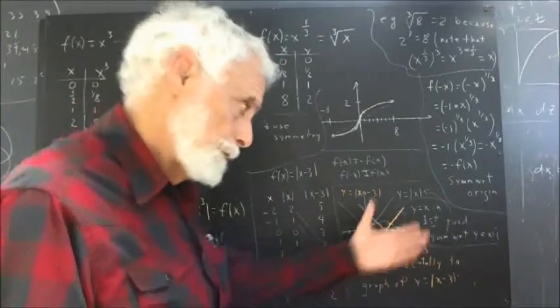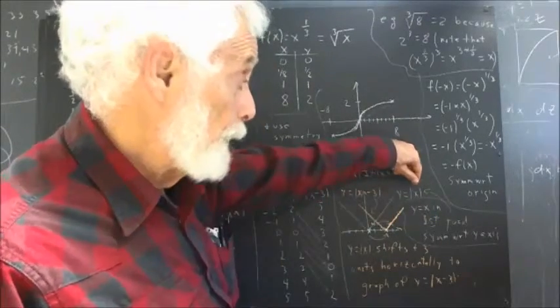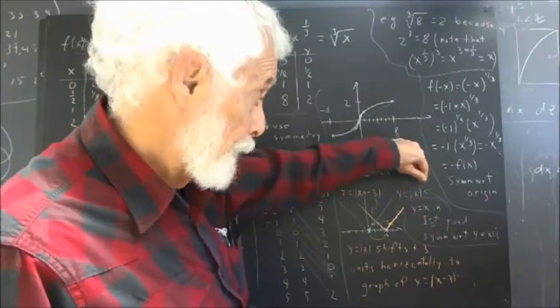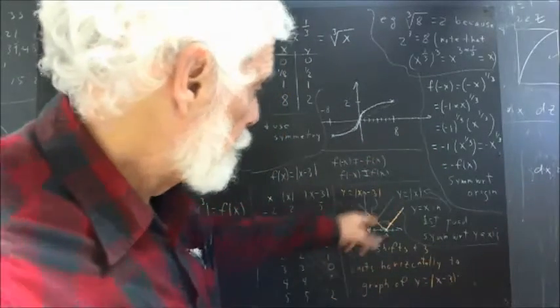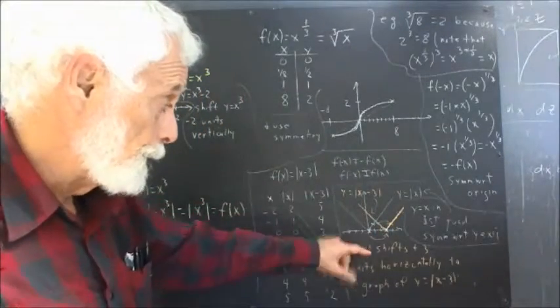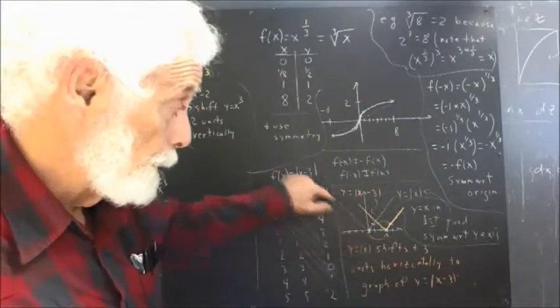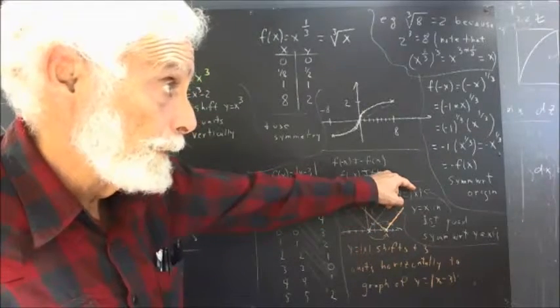Why? You can work it out and you can test it, but it just comes down to the absolute value of negative x equals the absolute value of x. So we reflect the first quadrant graph through the y-axis and we get the second quadrant graph. So here's our graph of y equals absolute value of x.